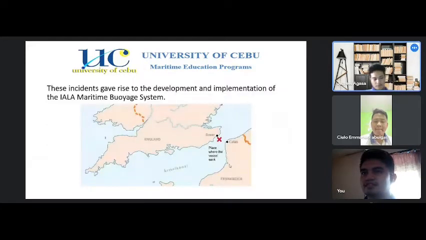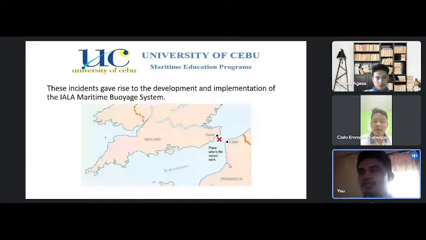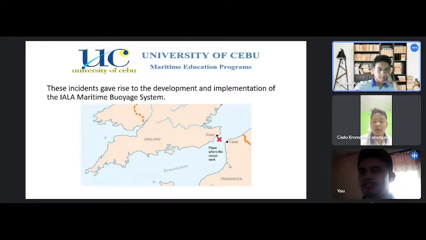This incident gave rise to the development and implementation of the Ayala Maritime Voyage System. In this image, we can see the Dover Strait. This X spot is where the merchant ship Brandenburg sank.